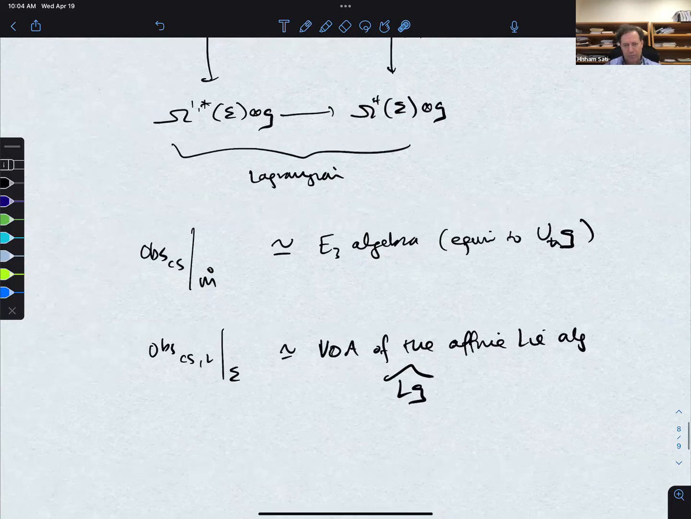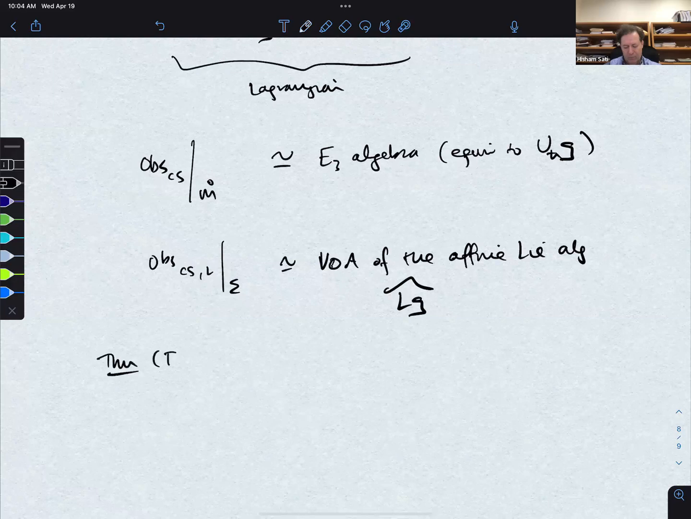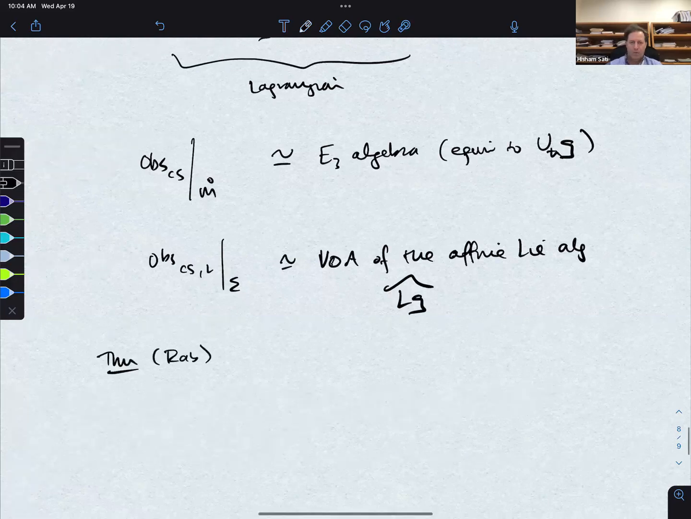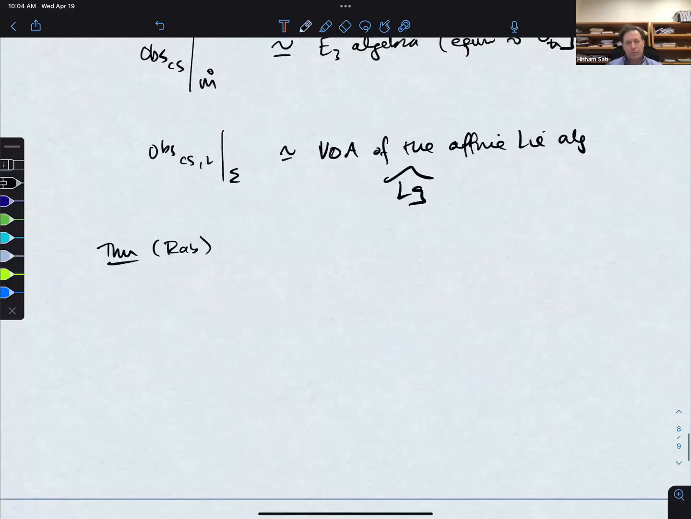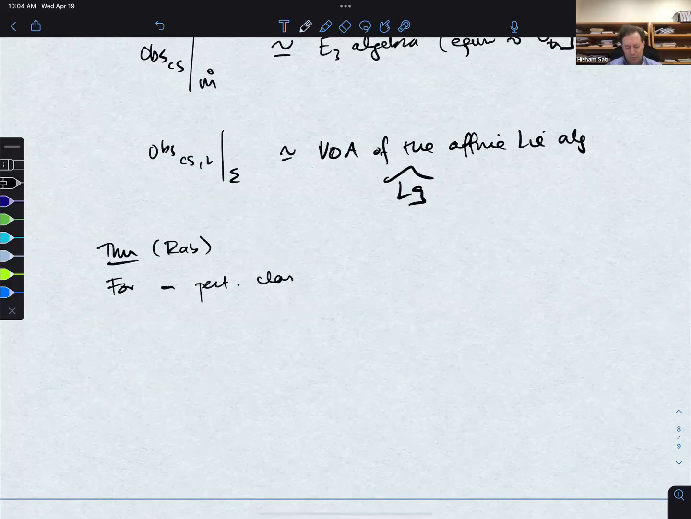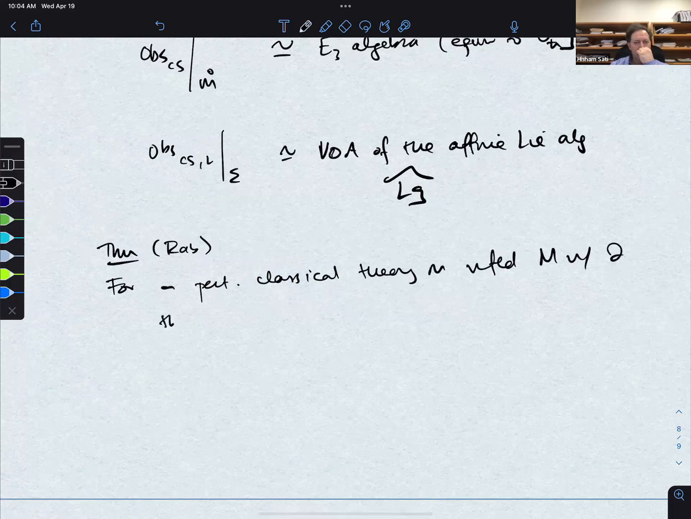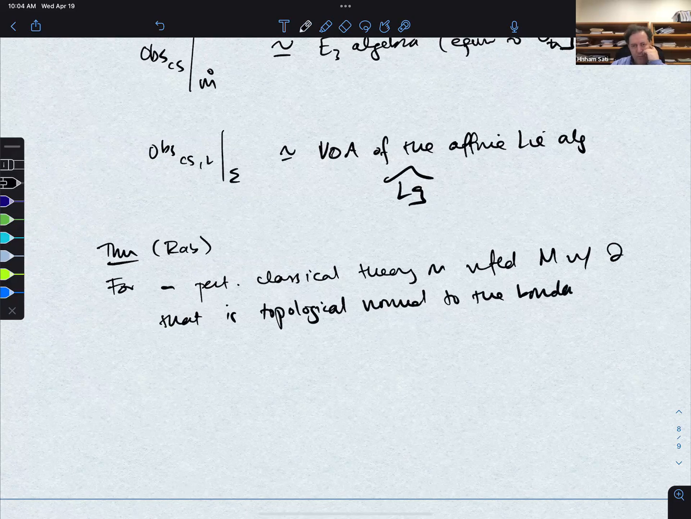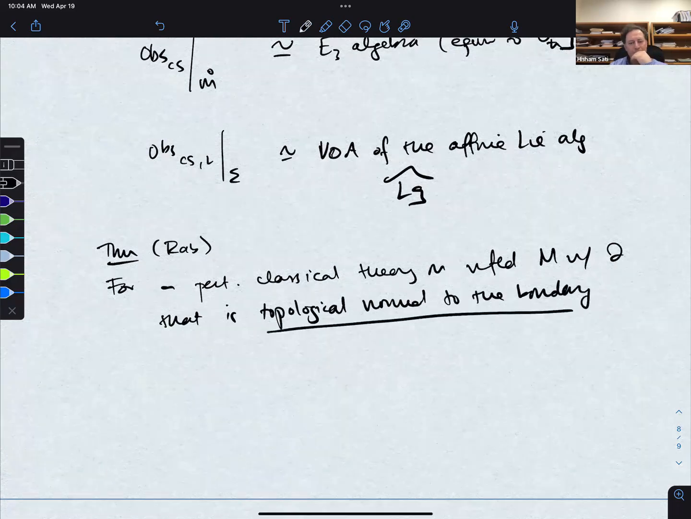And I should say, just heuristically, what Eugene did was he gave, for a perturbative classical theory on a manifold M with boundary, there's a technical condition that it needs to be topological normal to the boundary. So this is a statement about how the equations of motion look. If you pick a collar coordinate, you want the solutions to propagate topologically in the collar direction.